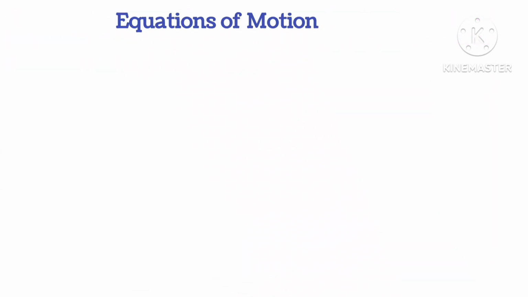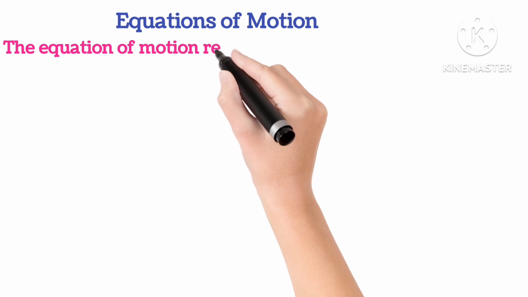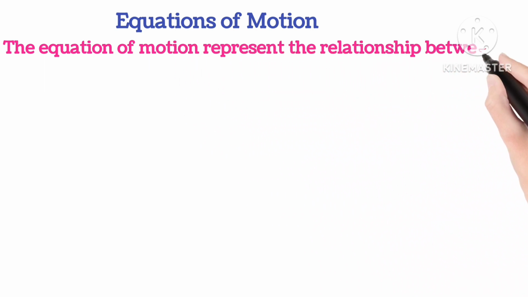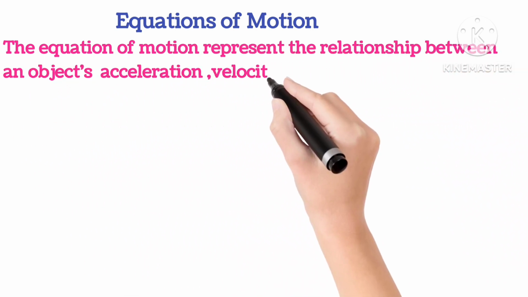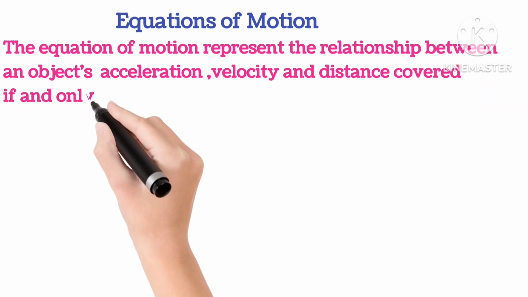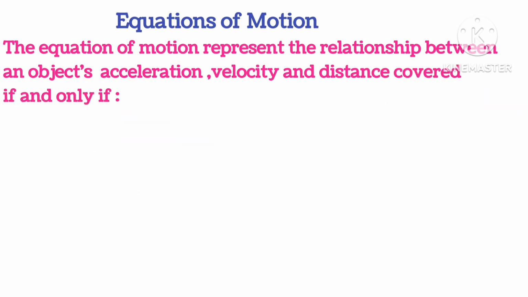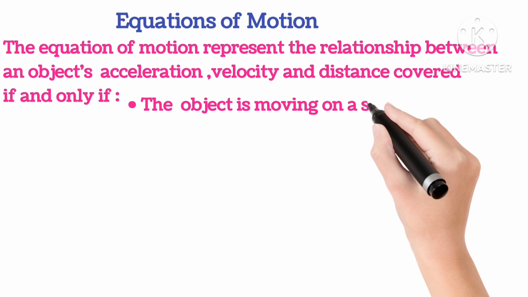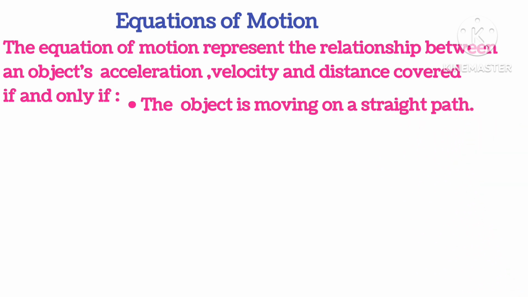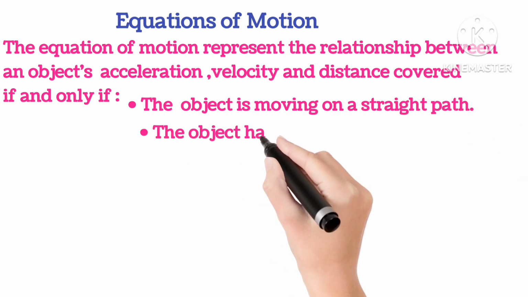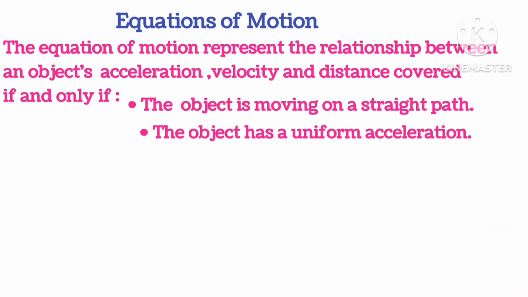Equations of motion. The equations of motion represent the relationship between an object's acceleration, velocity and distance covered if and only if the object is moving on a straight line path and the object has a uniform acceleration.